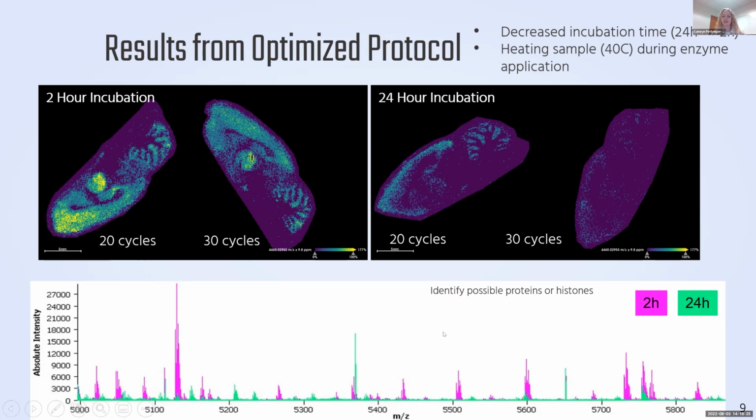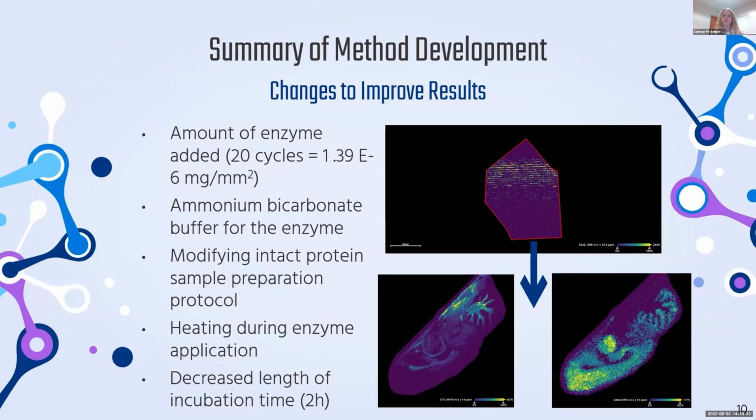And you can also see the data at the bottom comparing the 2-hour results in pink. There's much better signal intensity peaks there. So this is a bit of an overview of the changes that we all made to improve the results. And we made all these changes in order to change this image that we started off with here, in order to create much clearer images with better signal intensities.